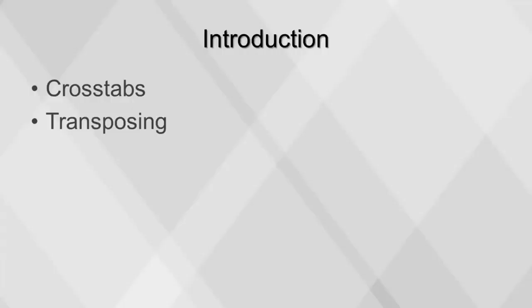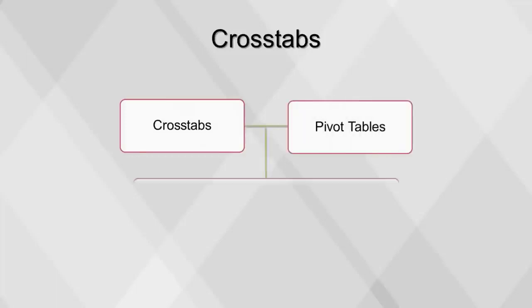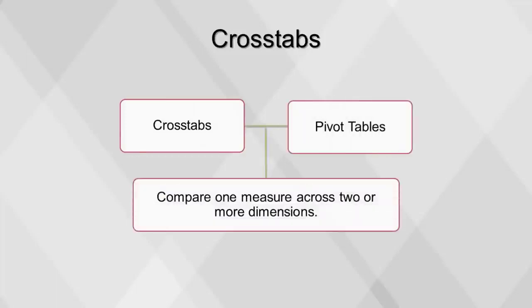This video will cover crosstabs and transposing. Crosstabs are also called pivot tables. They are used to compare one measure across 2 or more dimensions. One dimension will have its values transformed into columns, and the other dimensions will be aggregated. The visual result will be a table with fewer rows but more columns.